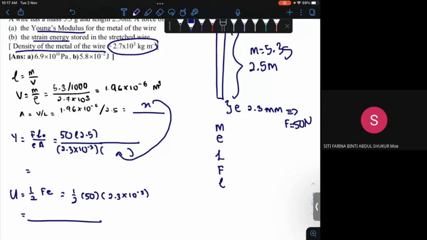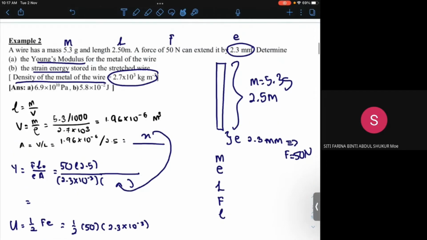Okey, dapat jawapan? Dapat miss. Alright. So, kamu kena tengok bila dia bagi sesuatu informasi, contoh macam density lah dalam kes ni kan, dia bagi density, walaupun density tu tak ada kaitan dengan apa-apa equation. Contoh soalan minta Young modulus. Okay, soalan minta Young modulus dekat sini.